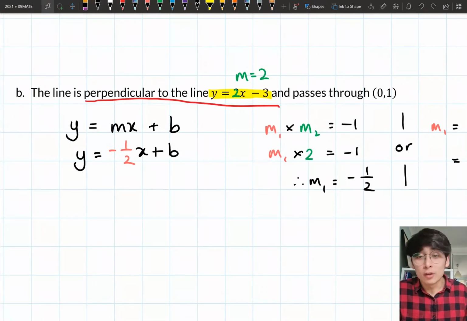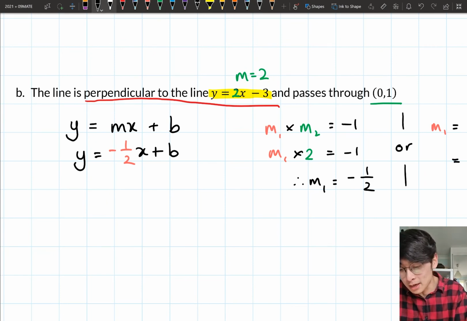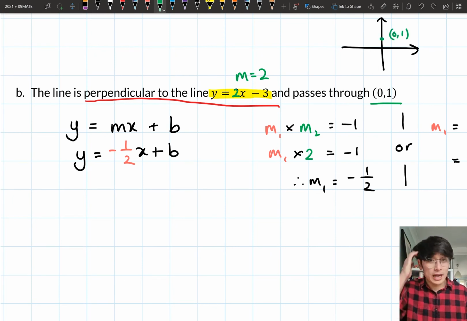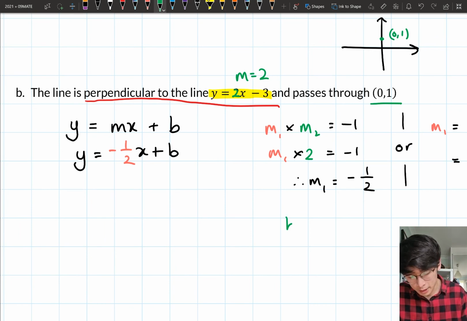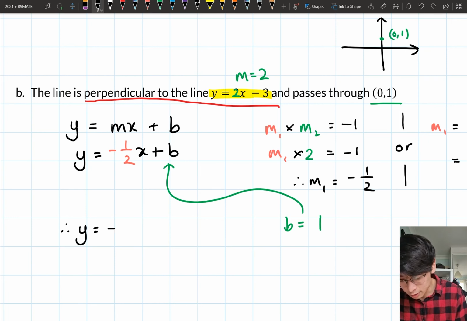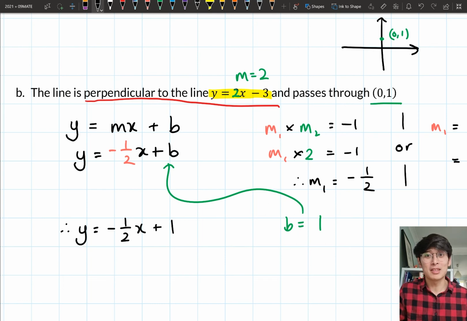The next part is I need to find the y-intercept. So I need to use the point over here, (0, 1). Now notice here, this point again has a 0 for the x coordinate. So that means that if I draw my Cartesian plane, this point is over here at (0, 1). This is once again on the y-axis. So that just means that my y-intercept, or b, is just going to be equal to 1. And so I can sub this straight into my equation. Therefore, my line's equation is going to be y equals negative a half x plus 1, like that. And there we go. That's how we find the equation of our perpendicular line.